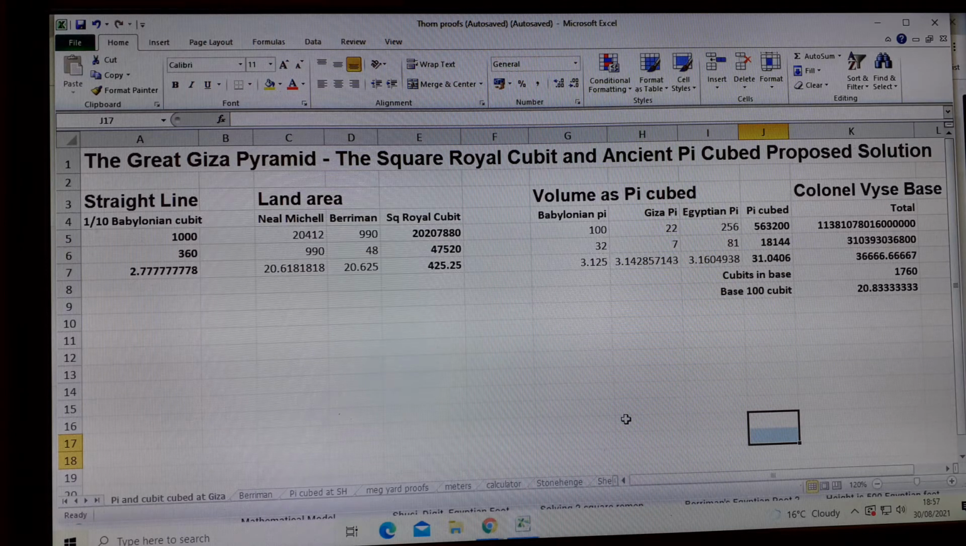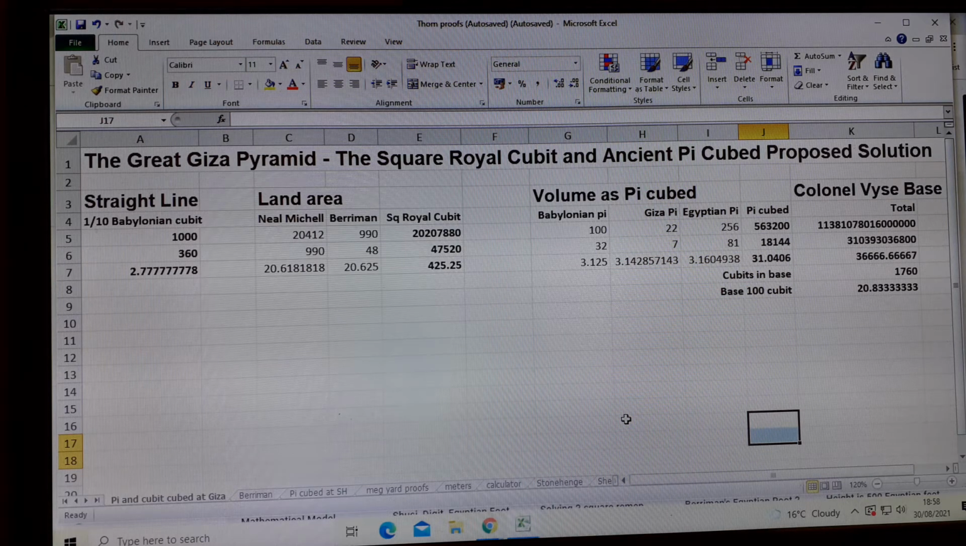We multiply those three together, 2.777 times 425.25 times 31.0406, and it comes to exactly 36666.666 recurring. Divide that by 1760, we get the base 100 cubit in the new metrology of 20.8333 recurring.